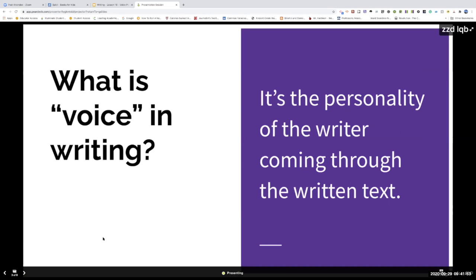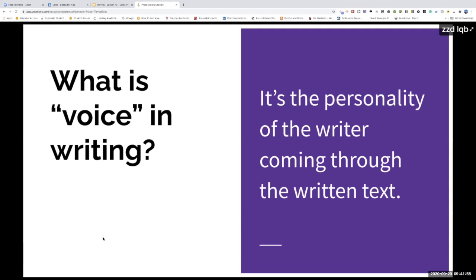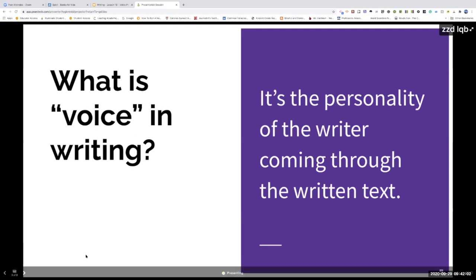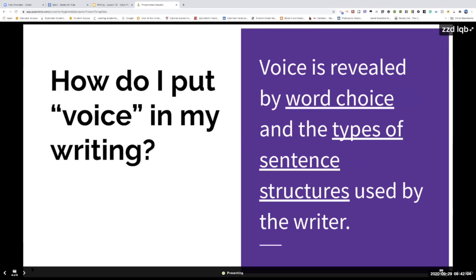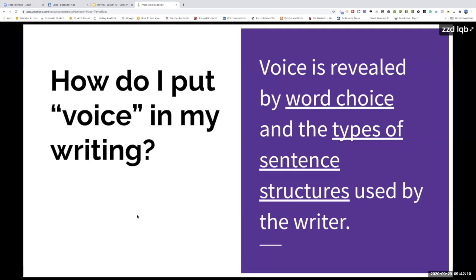Again, we talked about this yesterday. What is voice in writing? It's simply the personality of the writer coming through the written text. So that is what voice is in writing. How do we put voice in our writing? Well, we've talked about two strategies so far. One is the word choice that we use, so using strong verbs and different types of sentence structures.